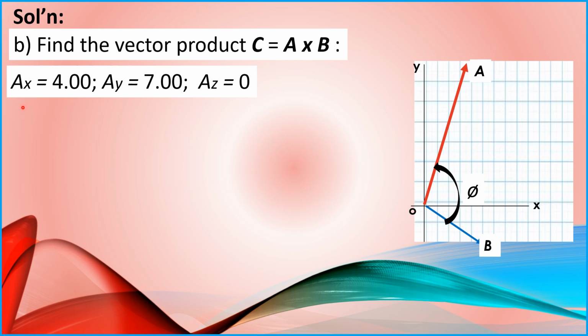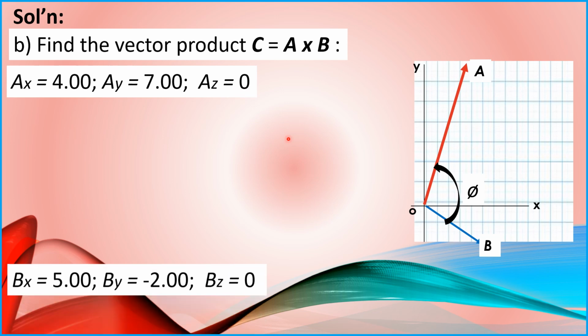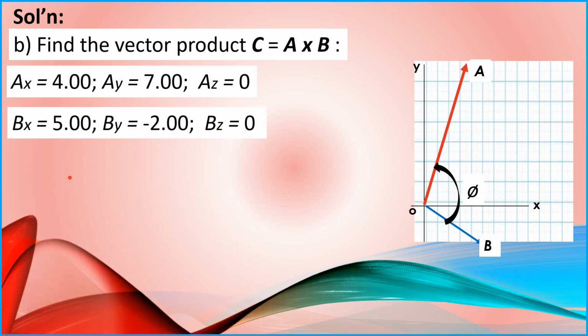For example, vector A: its x component is equal to 4.00 units. Its y component is 7.00, and it has no z component. Az is equal to 0. While the x component of vector B, we have 5.00. Its y component, by, is negative 2.00 units, and it has no z component either.